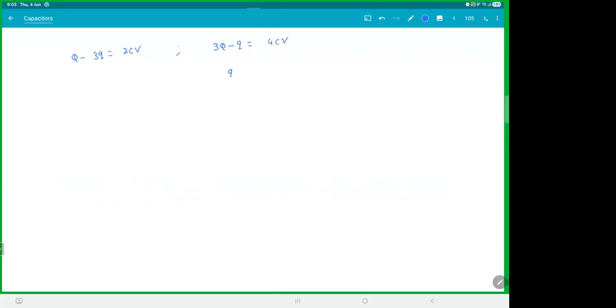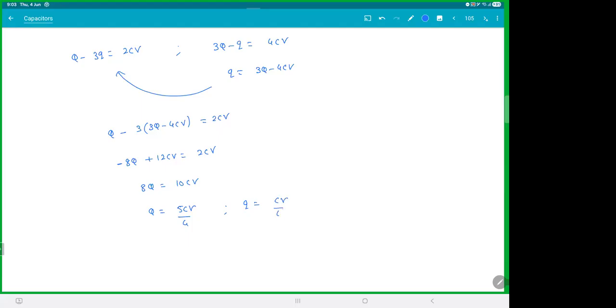Great. So take q from here, which is 3Q minus 4CV. Substitute here. This will be Q minus 3 times (3Q minus 4CV). I hope I didn't mess up the calculations. That is Q minus 9Q, that is minus 8Q. This would be 12CV is equal to 2CV. It goes that side. 8Q is equal to 10CV. We get Q is equal to 5CV by 4. And small q will be, substituting there, 15CV by 4 minus 4CV by 4.